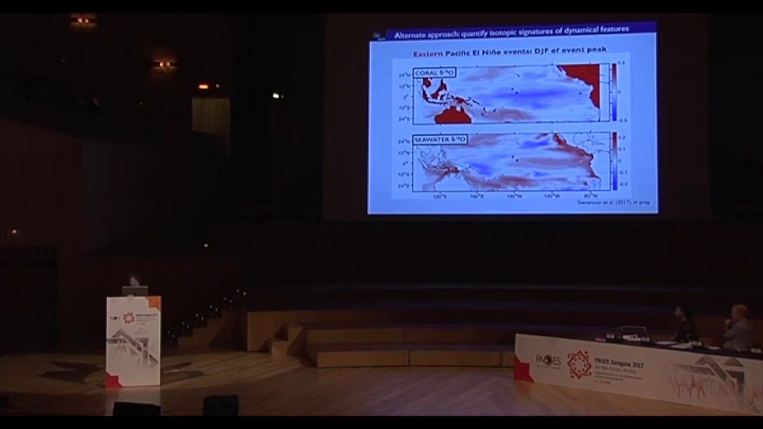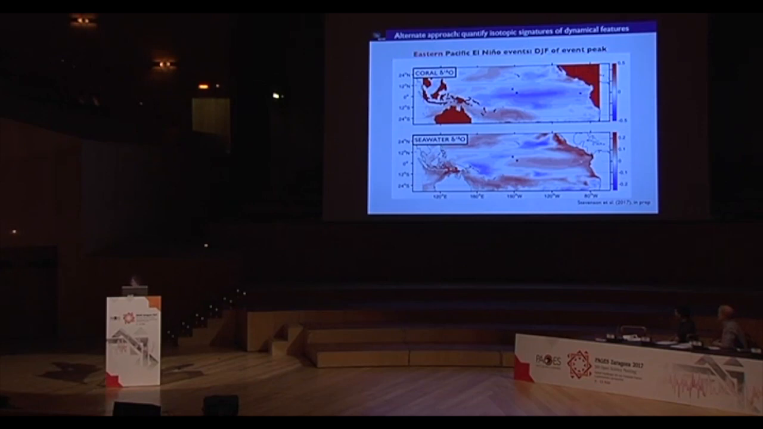So instead of just trying to translate directly between salinity and seawater delta 18, having a spatially complete data set would also allow us to exploit the covariances between sites in a physically consistent way and actually quantify the isotopic signatures of dynamical features. So this is just a picture of the coral and the seawater delta 18 during Eastern Pacific El Nino events. This allows us to quantify the contribution of seawater delta 18 versus temperature to the coral isotopic signatures that we see.